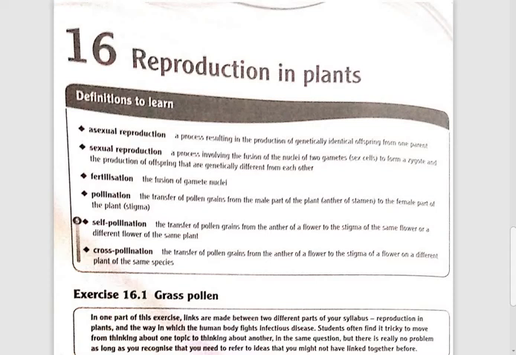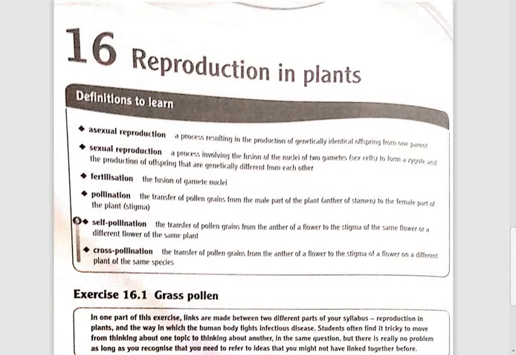Next definition, fertilization: the fusion of gamete nuclei. It's when the egg and the sperm fertilize. Pollination is the transfer of pollen grains from the male part of the plant to the female part of the plant. Self-pollination is the transfer of pollen grains from the anther of a flower to the stigma of the same flower or a different flower of the same plant. Don't confuse it. Self-pollination is always of the same plant, within the same plant, of course.